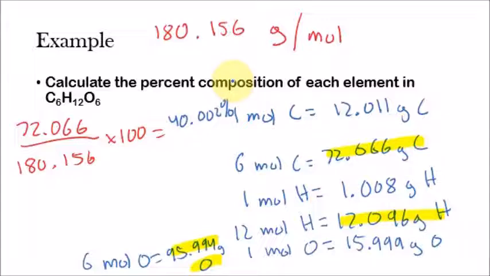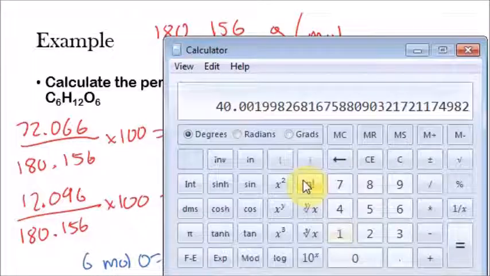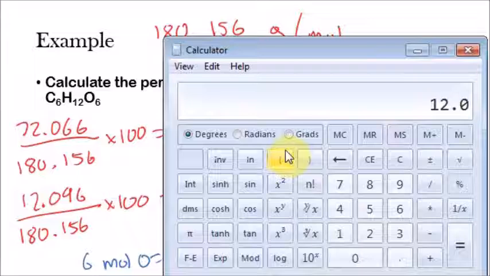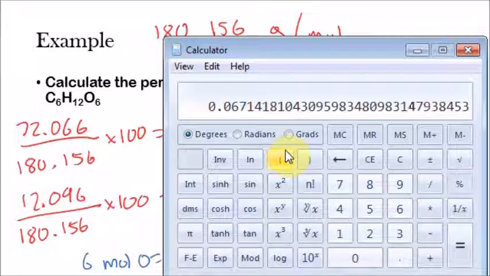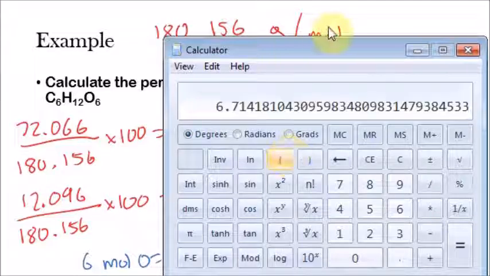C6H12O6. Now let's look at hydrogen. So again, take 12.096 grams, divide that by the molar mass, 180.156, then multiply that by 100. So that's going to get us 12.096 divided by 180.156, then multiply that by 100. That's going to give us 6.714.